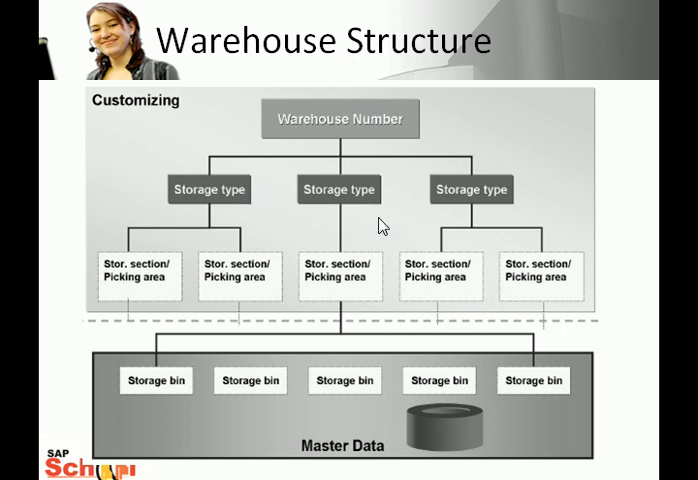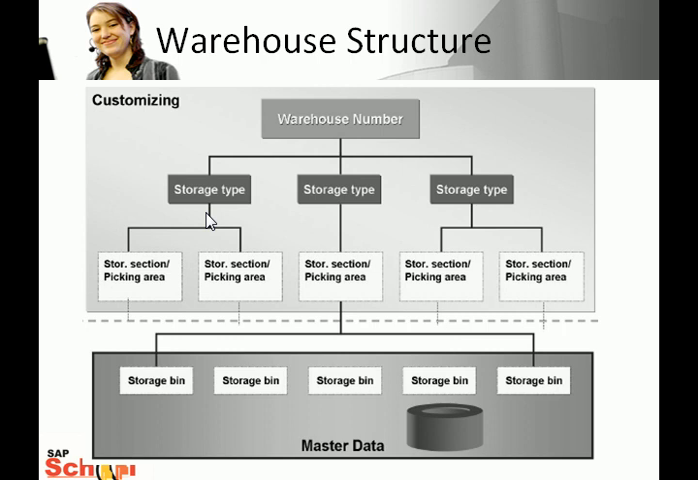The figure here shows the structure of a warehouse. Each warehouse number includes a number of subordinate organizational units, and this is dependent on your customizing settings. We'll go into those shortly. These are storage types and storage sections, all of which are used to map the relationship to the warehouse. The storage type organizational units are used to map storage spaces that are separated either spatially or organizationally, or that should be handled separately in the SAP system.